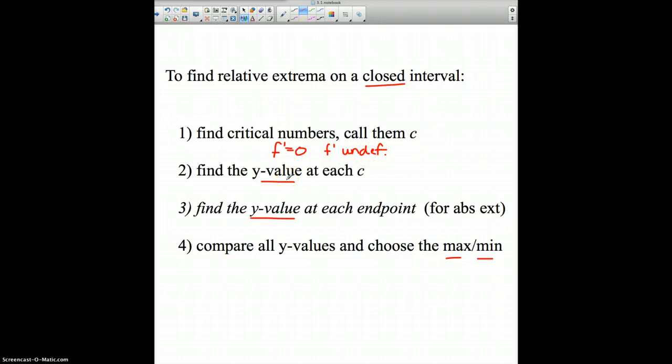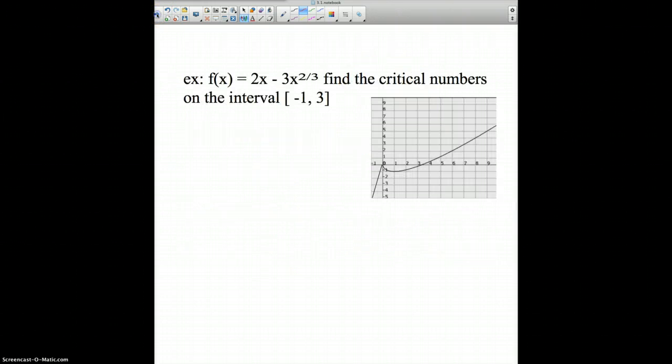Find the y value at each of those critical numbers you just found. Find the y value at the endpoints. And you're going to forget that later, because later we're going to be doing open intervals, but I want you to always go back to this lesson and remember to check the endpoints. Please check the endpoints for closed intervals. That'll always get you. All right, and then we're going to compare y values.